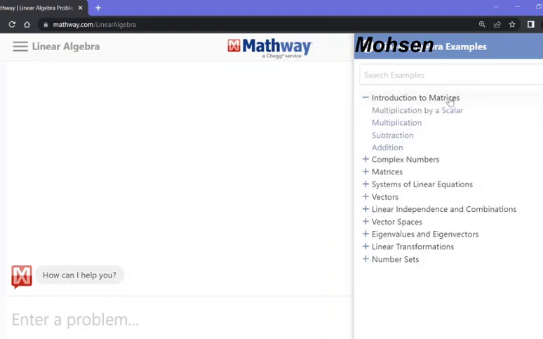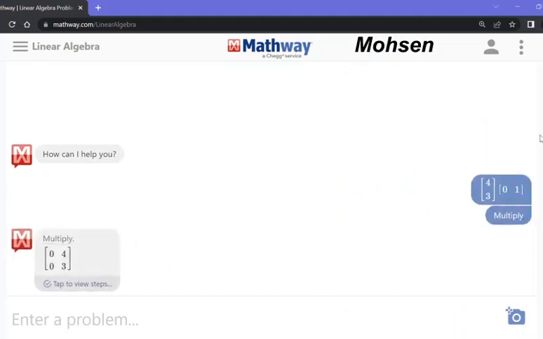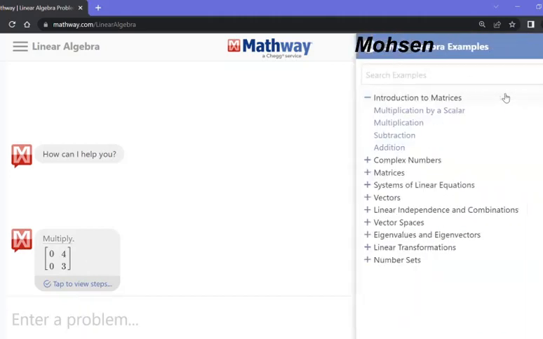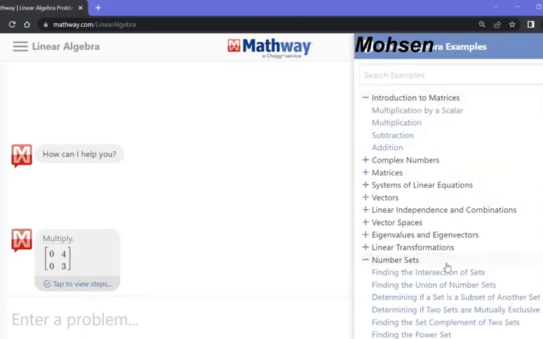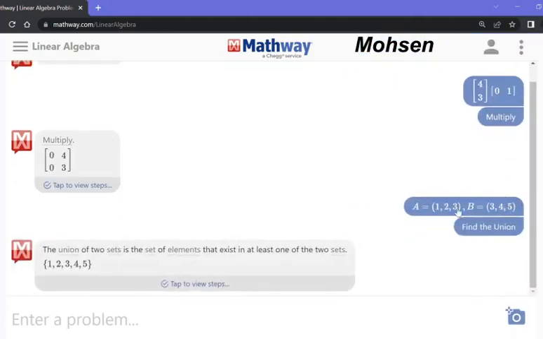For example, multiplication of a matrix. Here is the matrices. Here is the answer, and you can view steps. Another quick example, for example, number sets, the union of number sets. Here is the number sets, here is the answer, and you can just tap here to see the steps.